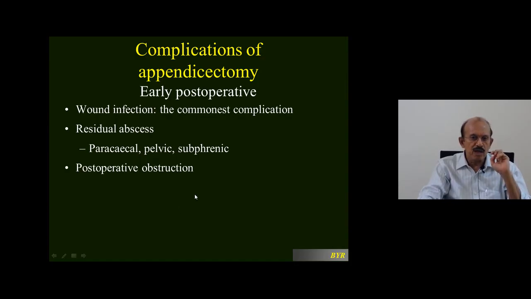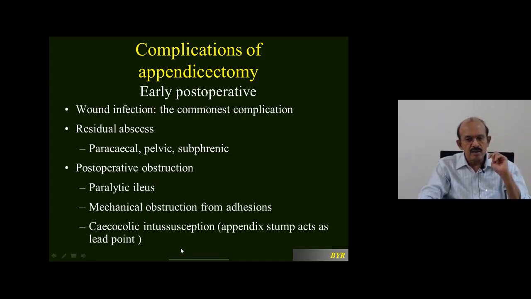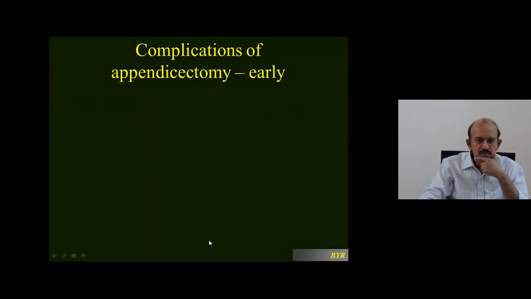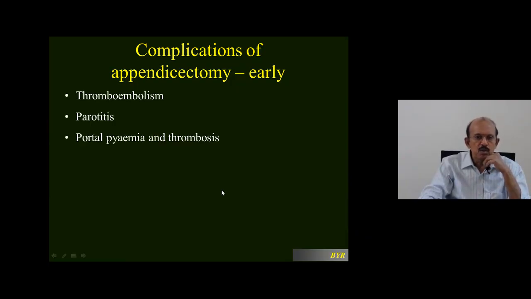Then postoperative obstruction. If there is generalized peritonitis, there will be paralytic ileus. Then there will be mechanical obstruction due to adhesions. Sometimes because you are inverting the stump, it may act as a lead point because it's protruding into the lumen. It may cause intussusception. Then other complications being thromboembolism, pylephlebitis, portal pyemia, ileocecal actinomycosis, fecal fistula.